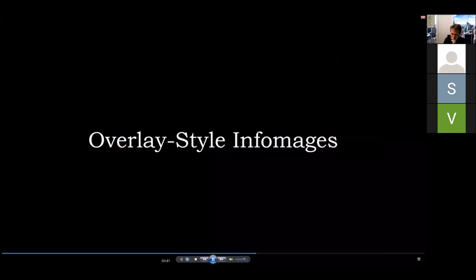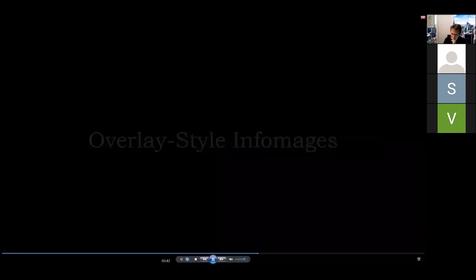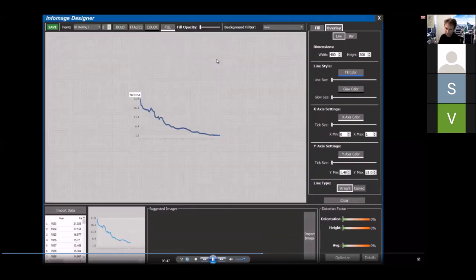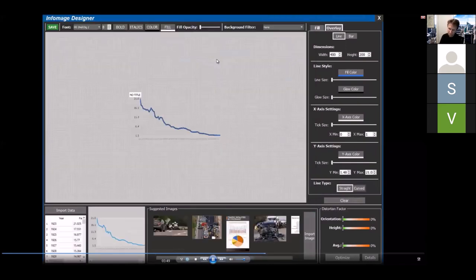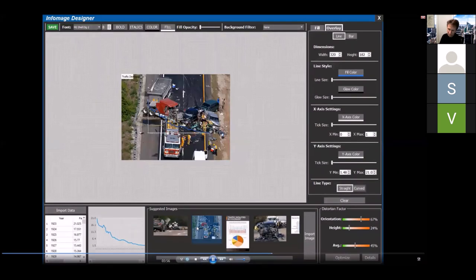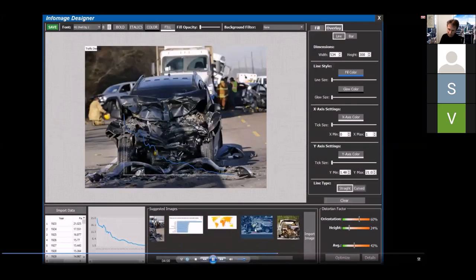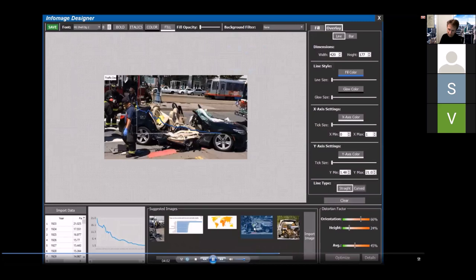Now, let's move to overlay style infomages. To start off, we load the traffic deaths data set. Again, the tool loads the data and retrieves related images. On selecting different images, the line chart is auto-aligned with certain objects in the image. While the placement of the chart is appropriate, it can be changed to a more refined or desirable position.